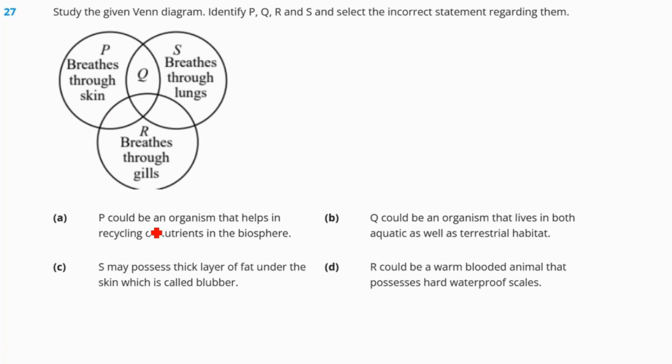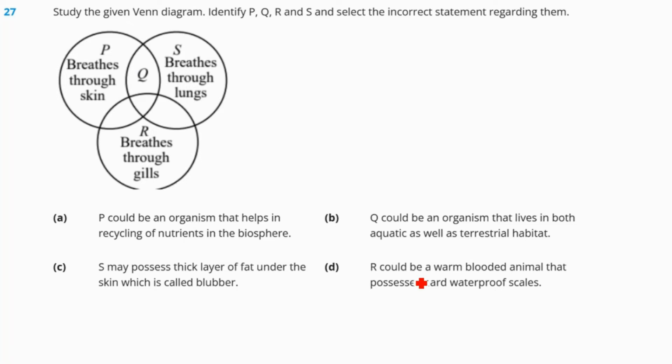P could be an organism that helps in recycling of nutrients in the biosphere. Yes, earthworms. This is a correct statement. Q could be an organism that lives in both aquatic as well as terrestrial habitat. Yes, frog, because frogs breathe through their skin underwater, and when they are outside, they breathe through their lungs. So this is also a correct statement. Option C says S may possess a thick layer of fat under the skin, which is called blubber. Yes, correct, because whales have a thick layer of fat, and they have blubber also. So this is also correct.